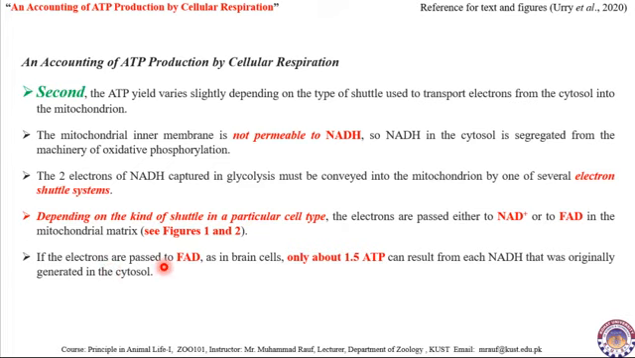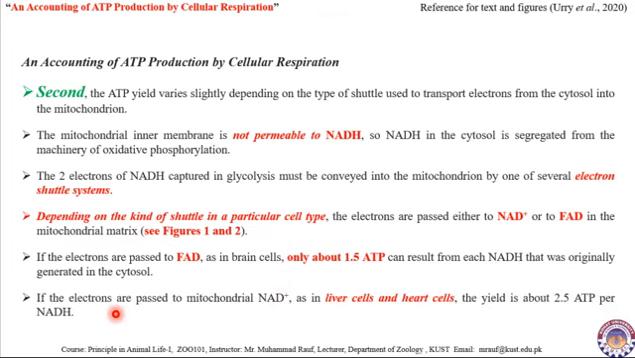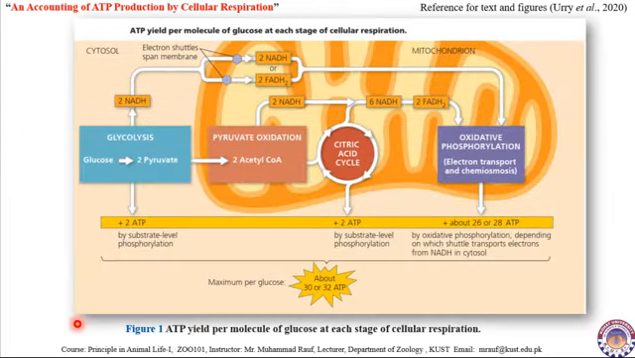So if the electrons are passed to FAD, as in brain cells, only about 1.5 ATPs will be produced from these 2 NADH molecules which are present in cytosol. Whereas if the cytoplasmic NADH molecules deliver their electrons to NAD present inside the mitochondria, then the ATP production will be different. If the electrons are passed to mitochondrial NAD, as in the liver cells and heart cells, the yield is about 2.5 ATP per NADH molecule.